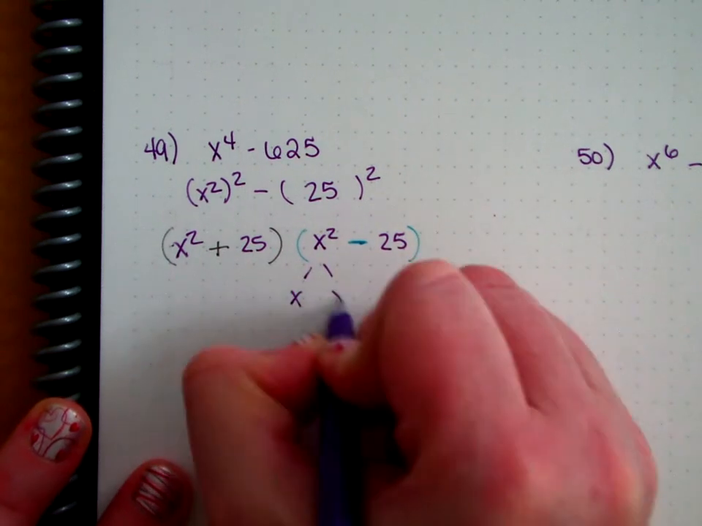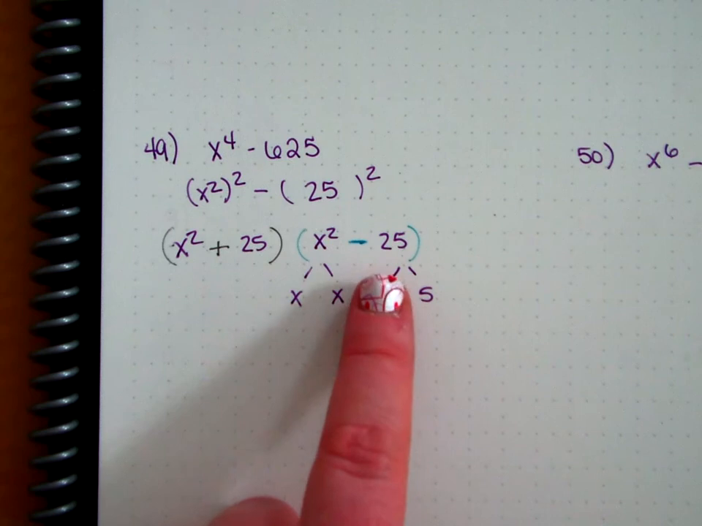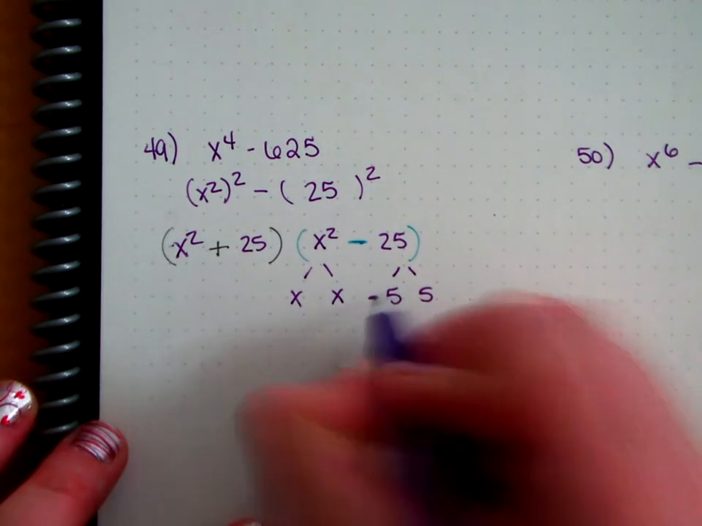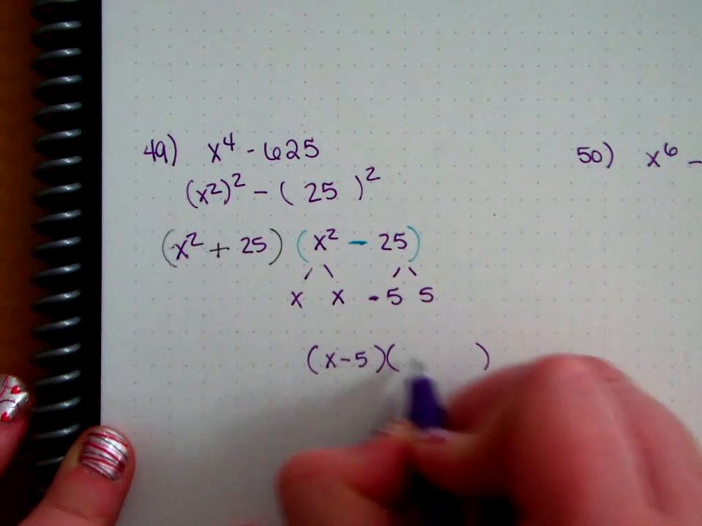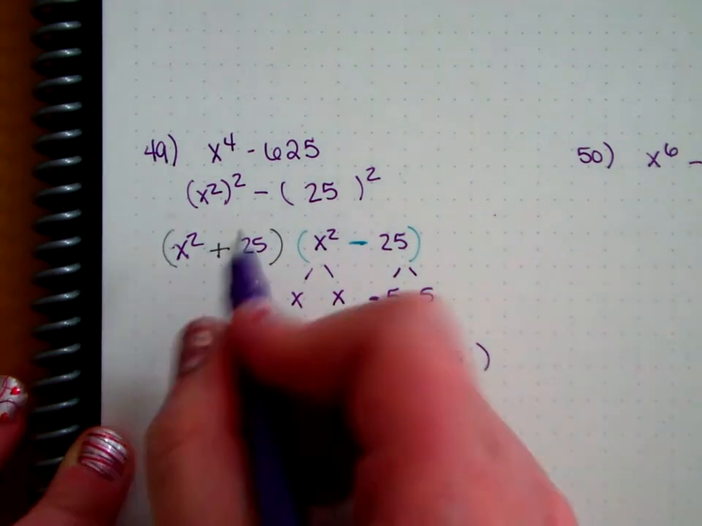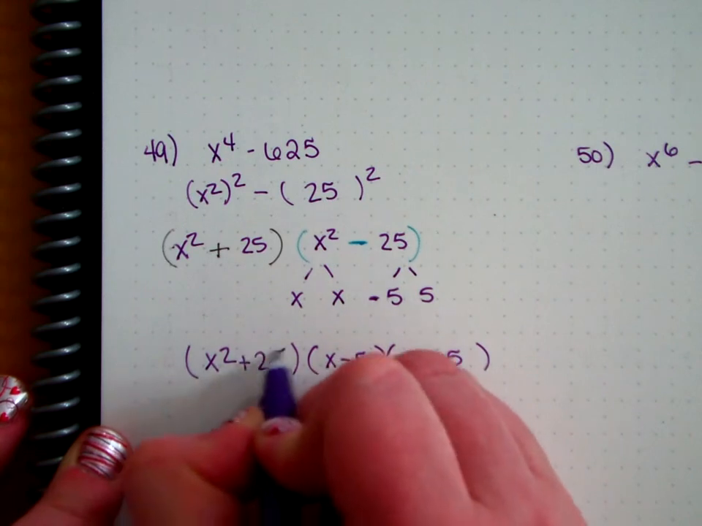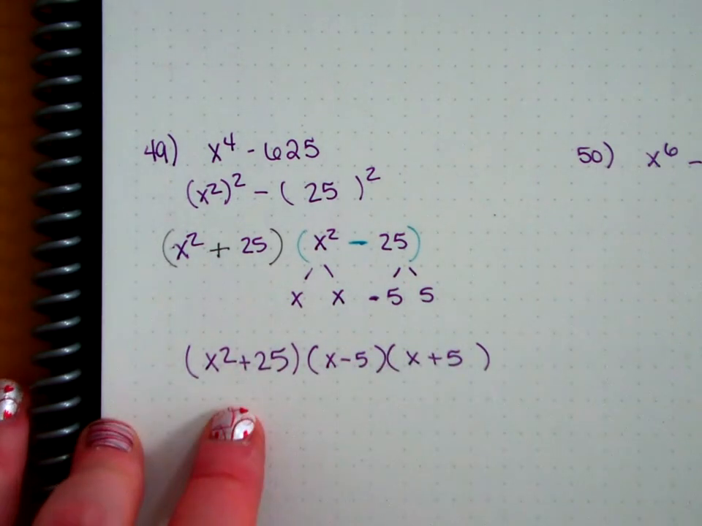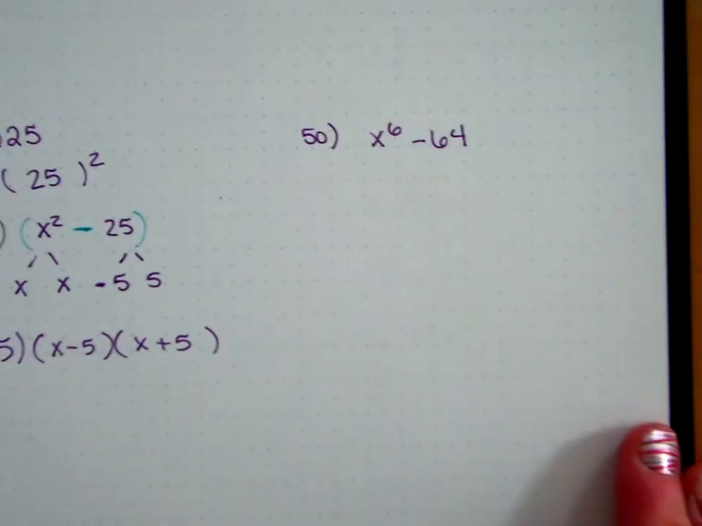Now, it looks like I should be done, but then I look here and I see, oh, this is a difference of squares again. So another way you can do it is x and x, 5 and 5, and then I know this is negative 25, so one of these has to be negative. So this parenthesis set is x minus 5 and x plus 5, and this set in the front does not change because that's the sum of squares, and there's no way to factor the sum of two perfect squares.